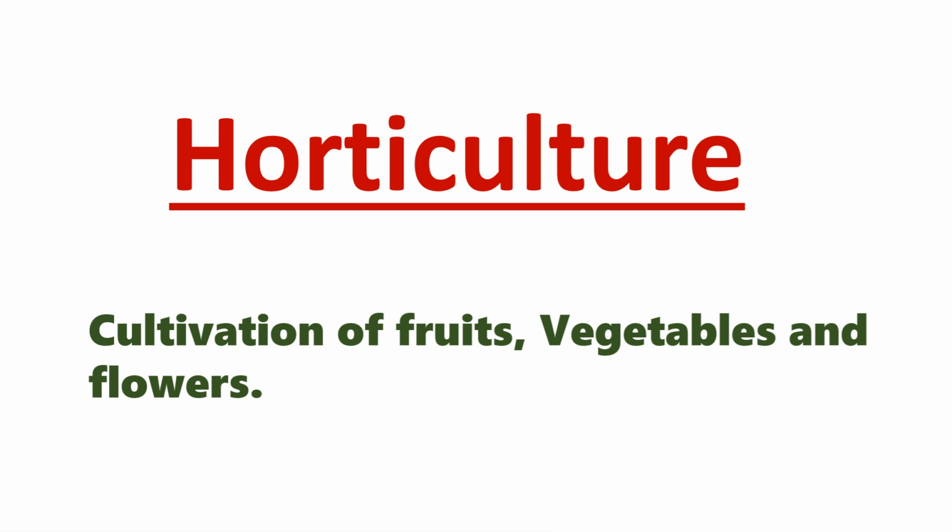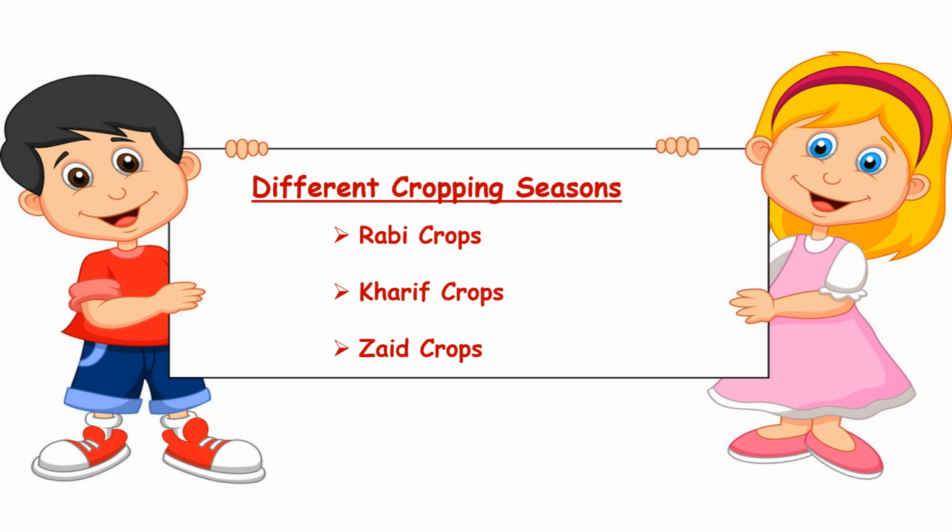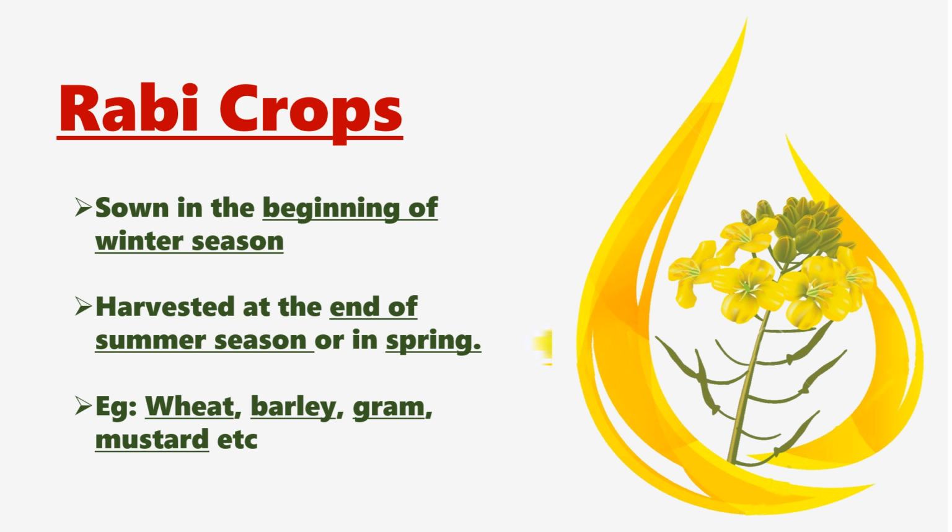So students, we have discussed in this video, particularly, different cropping seasons. Again, I just want to revise with you all. The first one was Rabi crops, which are sown in the beginning of winter season and harvested at the end of summer or spring season. Examples are wheat, barley, gram, mustard.